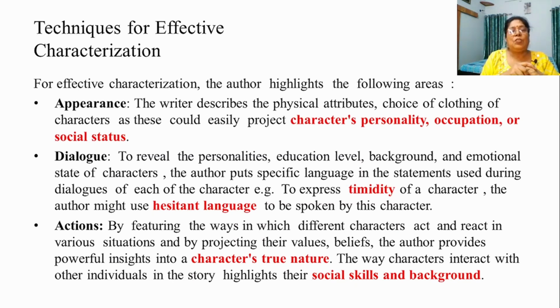Second thing which should be considered or taken into importance is the dialogues. To reveal the personalities, education level, background, and emotional state of characters, the author puts specific language in the statements used during the dialogues. So sometimes in the narratives, you must have noticed that the characters of the story are speaking something. It means they are having the dialogue.